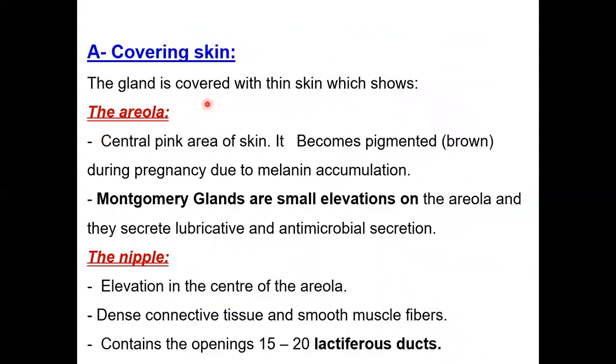What is the structure of the mammary gland? We have a covering skin. The gland is covered with thin skin, which shows the areola. The central pink area of skin becomes pigmented during pregnancy due to melanin accumulation. Montgomery glands are small elevations in the areola, and they secrete a lubricative and antimicrobial secretion. The nipple is the elevation in the center of the areola, and it is formed of dense connective tissue and smooth muscle fibers. The nipple is highly innervated, and it contains the openings of 15 to 20 lactiferous ducts.